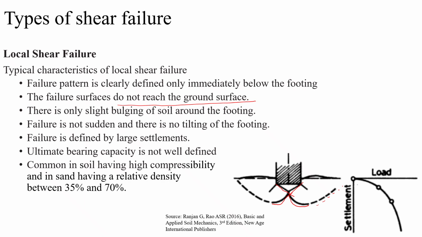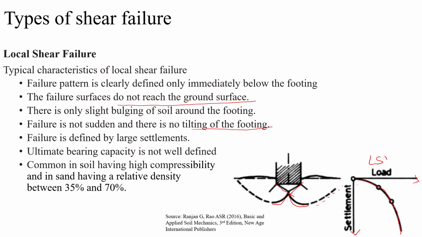So what will be the case of bulging? You won't see prominent bulging as you have seen in general shear failure. The bulging will be only little in case of local shear failure. And this failure is not sudden as you have seen in general shear failure, and there won't be any tilting of the footing. So how would you identify this failure? You will have failure with large settlements. If you happen to plot the load versus settlement plot, you will have a plot like this.